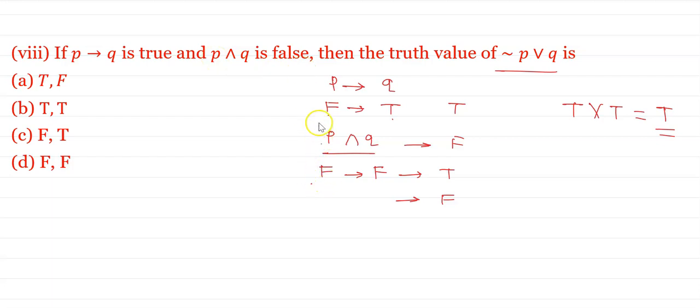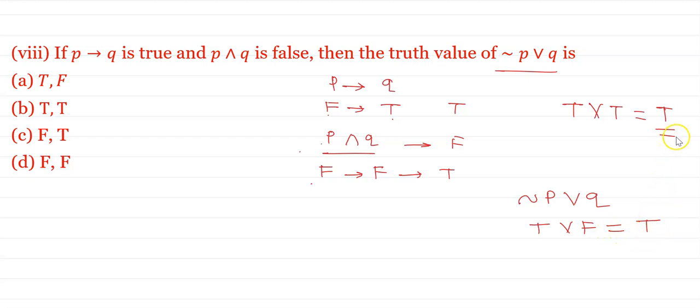That's the correct one. Therefore the value of P is F and the value of Q is also F in the second case. Now again we'll find out the value of negation of P or Q. Now what is P? P is F, but it's a negation, so it is true. Or what is Q? Q is F and therefore its truth value is T.